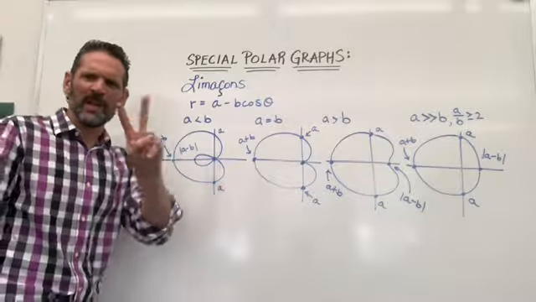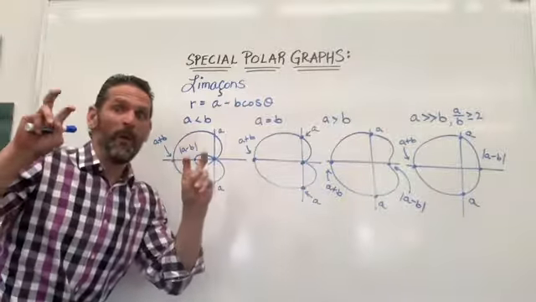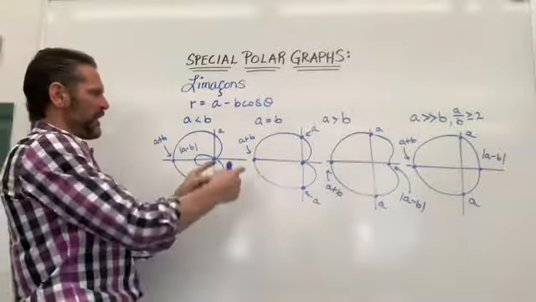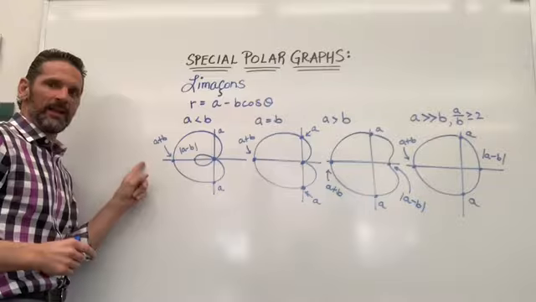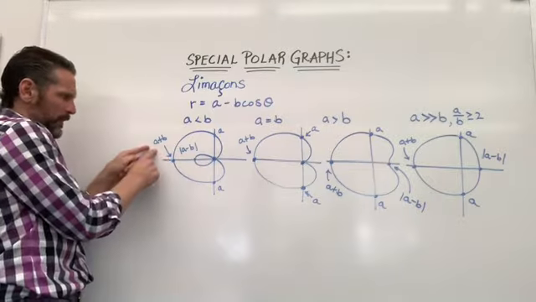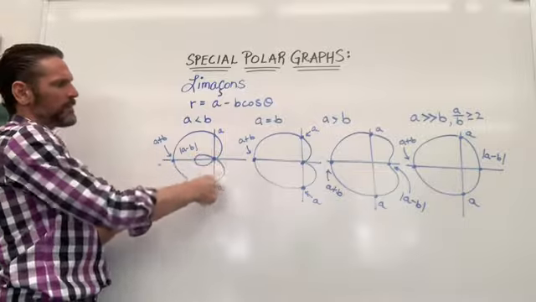How do I know it's a limacon? Immediately, two terms. A minus B cosine theta. It points to the left. The majority of the graph is pointing over here to the angle of pi. So A plus B, A minus B absolute value. It goes to the pole, and A, hanging the buns over.